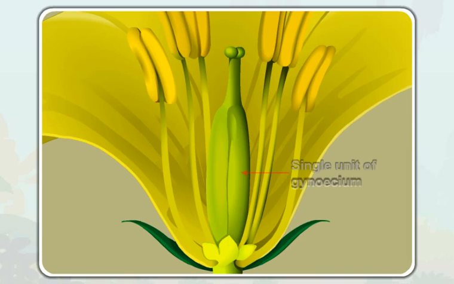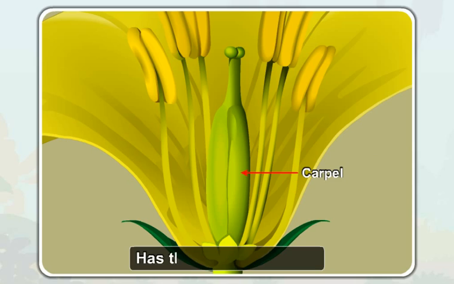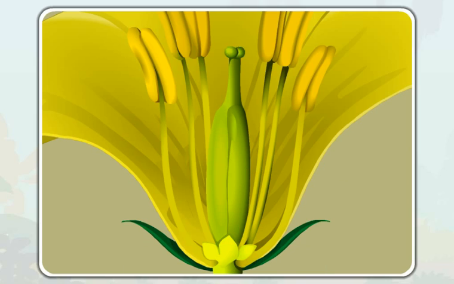It is a single unit of the gynoecium. It is called carpel. A carpel has 3 different parts. This part of carpel is stigma. This part is style and this part is ovary.